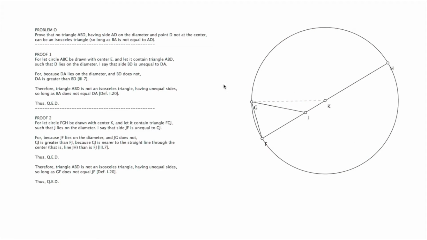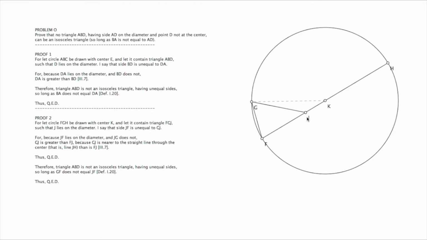So to prove this, we write something like this. For let circle FGH, so here's our circle FGH, be drawn with center K, and let it contain triangle FGJ, so here's our triangle FGJ, such that J lies on the diameter. I say that JF is unequal to GJ. So that's the claim. So JF is still unequal.